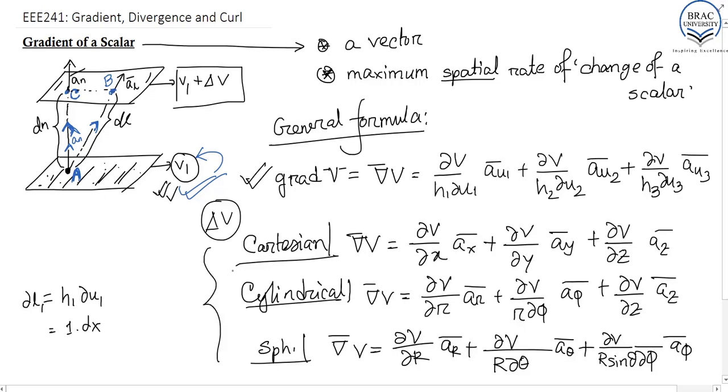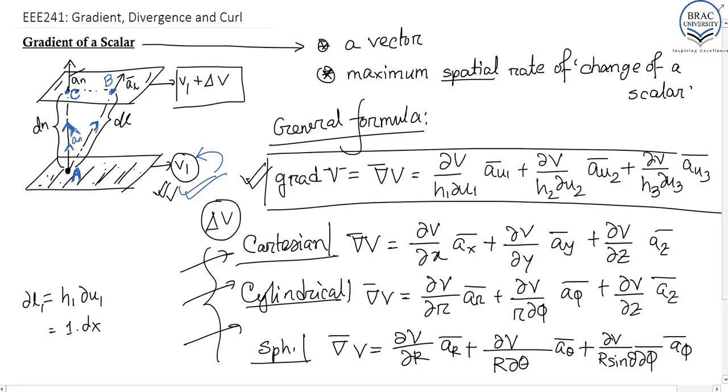So these three equations will be used to calculate the gradient of a scalar quantity in different coordinate systems. Rather than keeping in mind these three formulas separately, we can just memorize this one thing and replace h1, h2, h3, and u1, u2, u3 according to the coordinate system that we choose. All right, so these will be the things that we'll need.